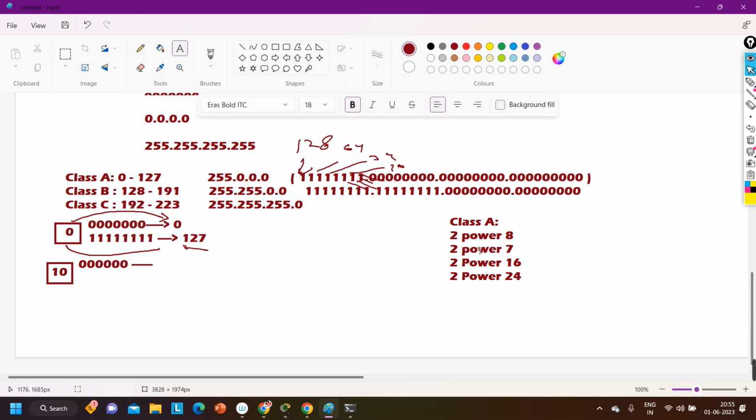From class A, always keep in mind that we can design only 2 to the power 7 networks. This is an exam question. Anyone can ask you this question, and maybe I will ask you in future. So keep in mind this only, that for class A we can design only 2 to the power 7 networks, because 1 bit is reserved. Done?